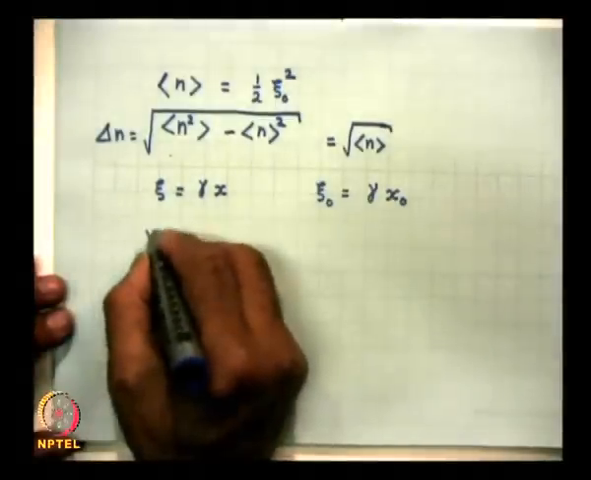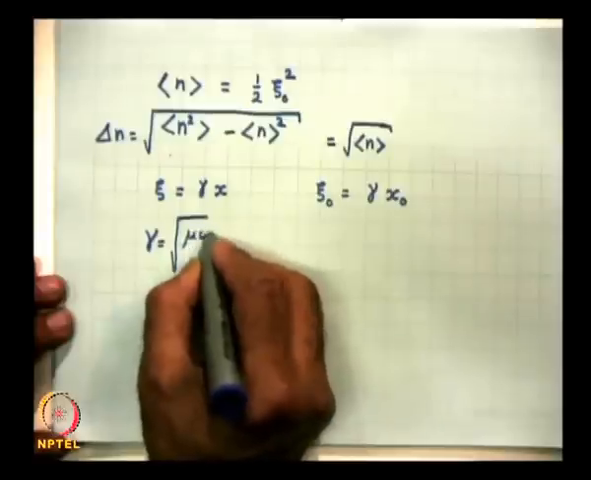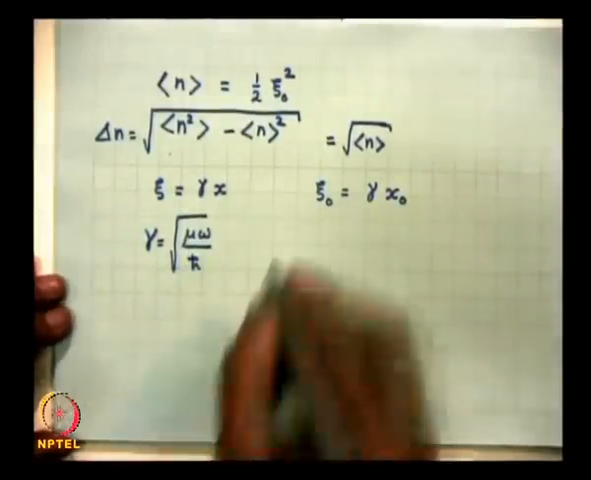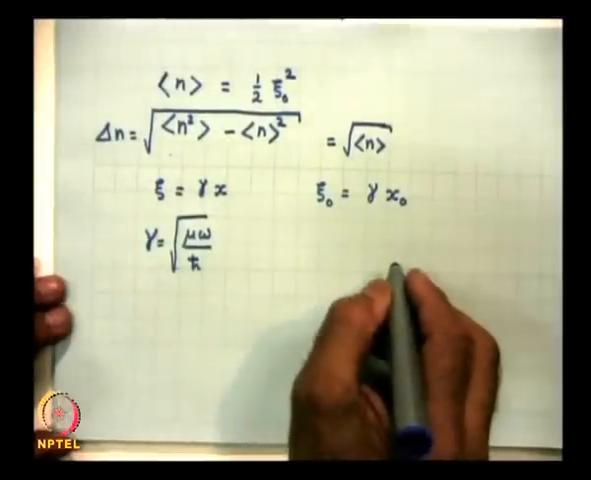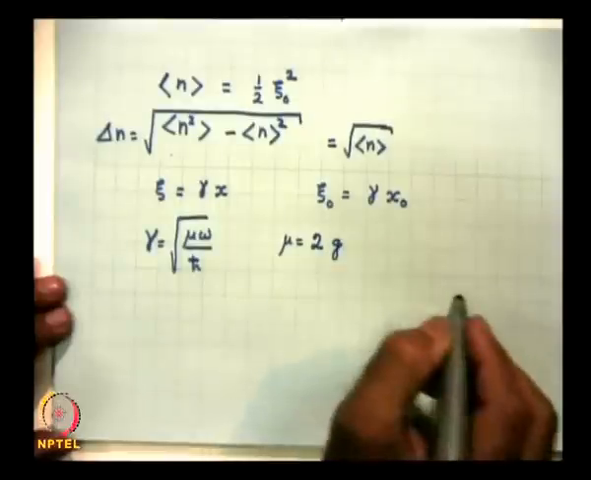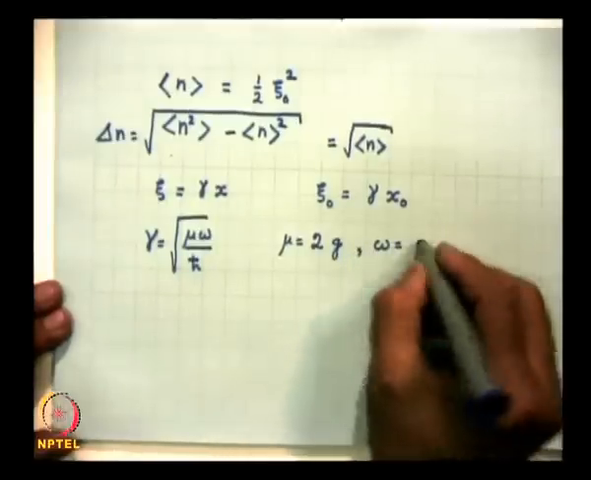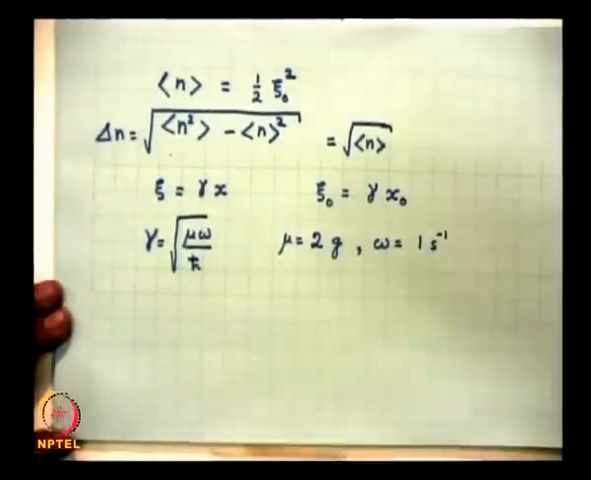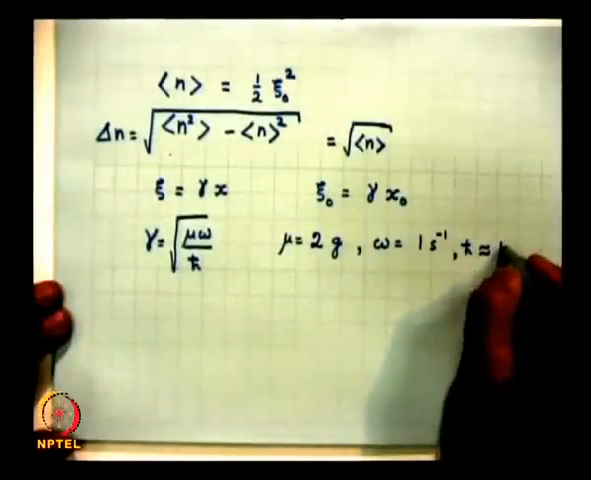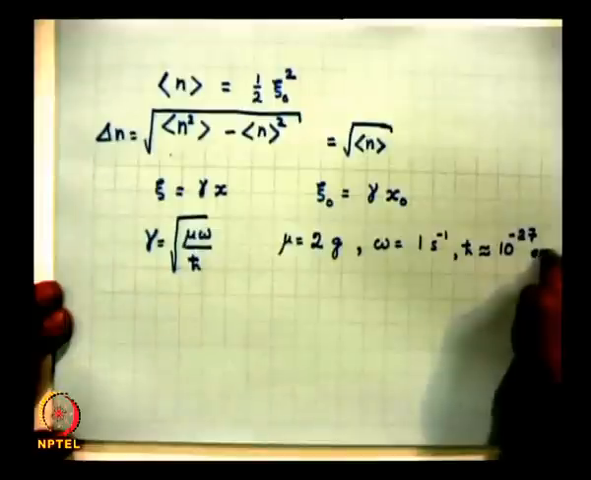Now, gamma, if you remember, that was equal to the square root of mu omega by h cross. Now, let me take a very simple example. Let us suppose mu is equal to 2 grams. I am using the CGS system of units. Omega is equal to 1 second inverse, and h cross is approximately 10 to the power of minus 27, it is 1 point something erg second.